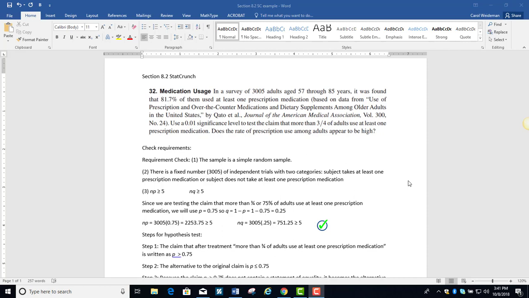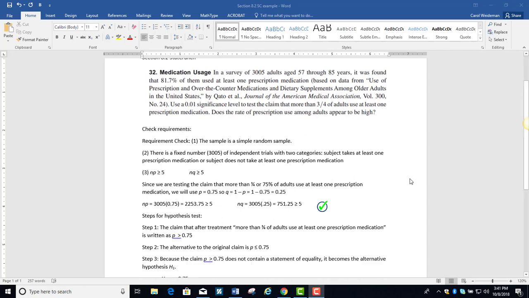Since we're testing the claim that more than 3/4, or 75%, of adults use at least one prescription medication, we will use p equal to 0.75. So q equals 1 minus p, equals 1 minus 0.75, equals 0.25. np is 3,005 multiplied by 0.75, which equals 2253.75, which is greater than or equal to 5. And nq equals 3,005 times 0.25, which is 751.25, which is greater than or equal to 5. So the requirements are checked.